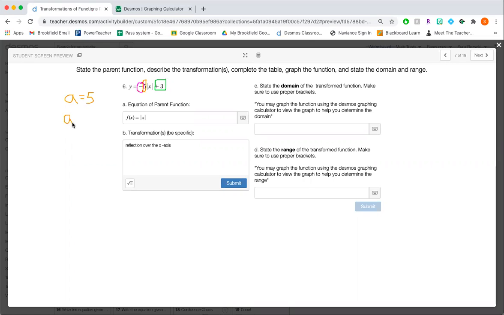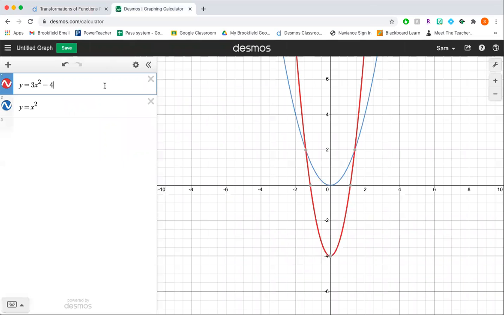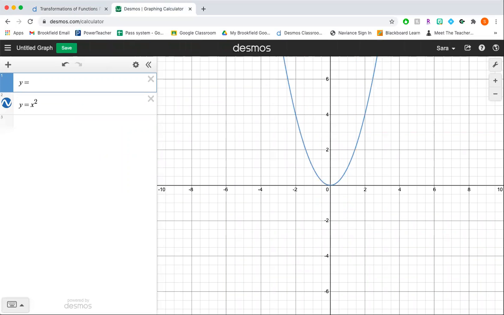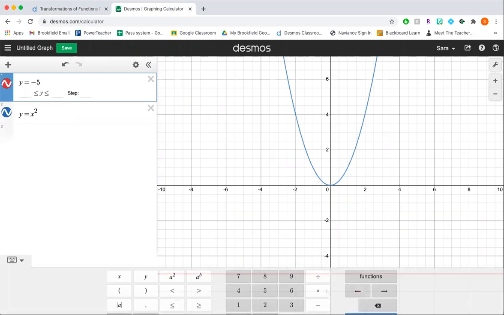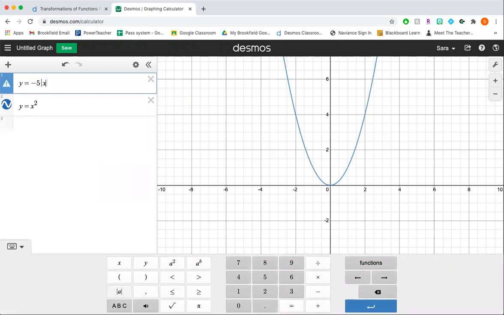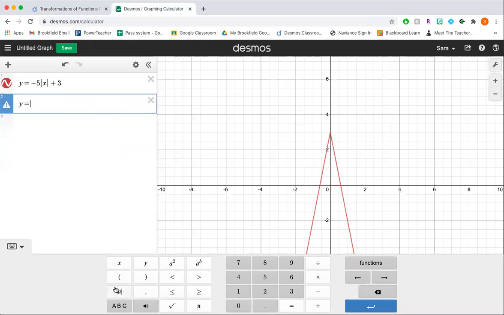So A is 5, which means A is greater than 1. So again, we have a vertical stretch by a factor of 5. And then the +3 is my vertical shift up 3 units. So if I go ahead and put that into my Desmos here, I'm going to have -5 times the absolute value of x, +3. And I'm comparing that to just the regular absolute value function.